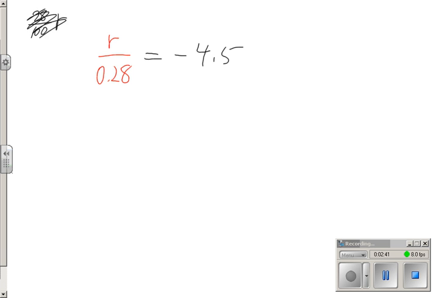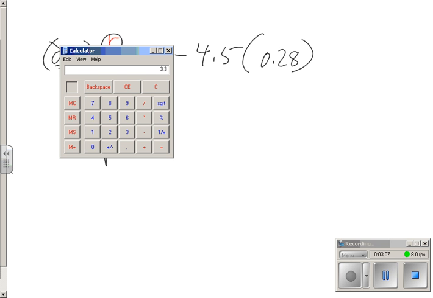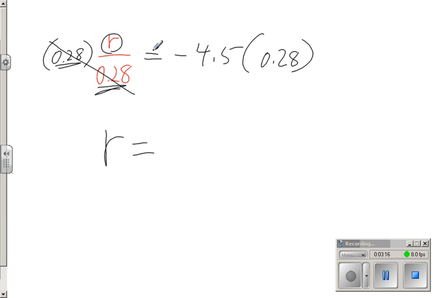But actually, I'll just erase this like this. What we're going to do is we're going to multiply both sides by the fractional coefficient. We're going to multiply both sides by 0.28. If I divided r by this number, and then I multiplied it by that, those two cancel each other out, leaving me with just my variable r. And over here, again, I'm going to need to pull up my calculator. And I go 4.5 times decimal 28 equals 1.26. Negative divided by positive is a negative, so negative 1.26 is the value of r. Okay, that's much easier, isn't it?